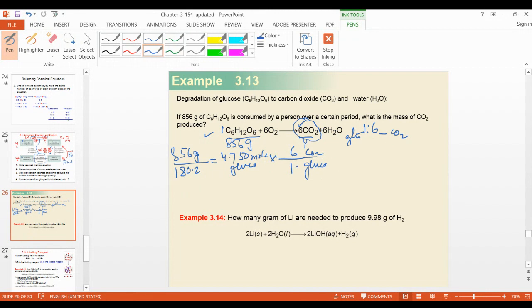So now this mole of glucose is cancelled, because this is mole of glucose. Now you multiply: 4.75 multiplied by 6, you will get 28.50. This is now moles of carbon dioxide, because glucose is finished.